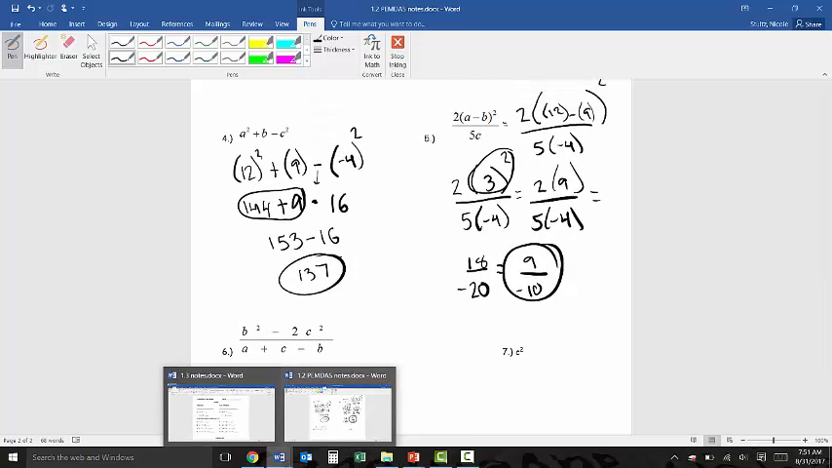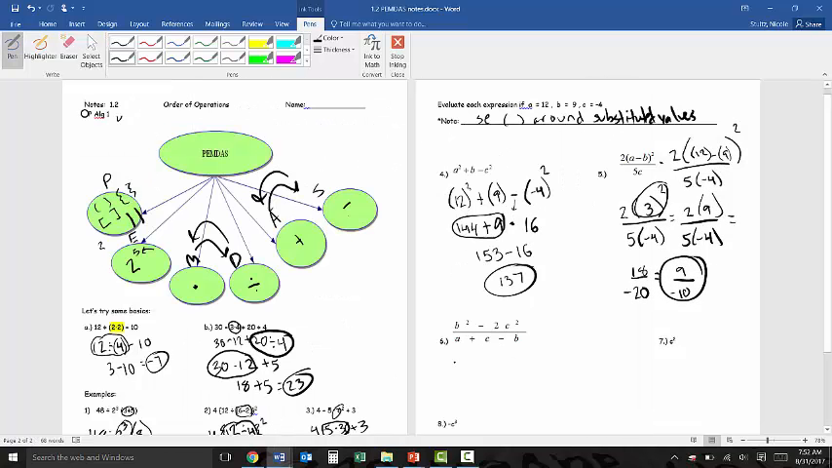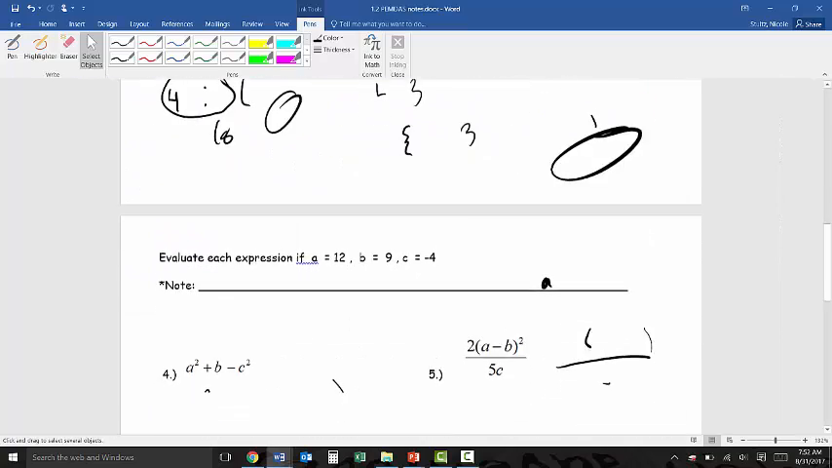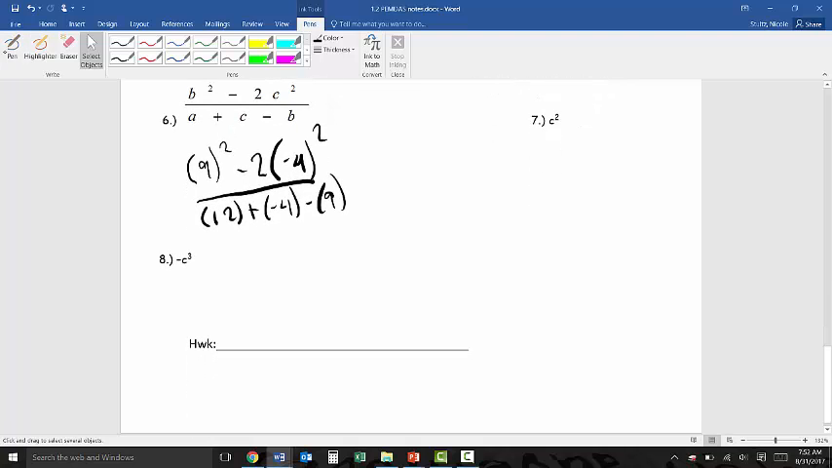All right, next problem. So I have to remember what these values are. All right, so instead of B, we're going to have 9 squared minus 2 negative 4 squared over 12 plus negative 4 minus 9. So you can go ahead and work through this problem. I'm not going to talk through it. I'm just going to do it, and you can check your steps with mine and see if we agree. All right, good luck.